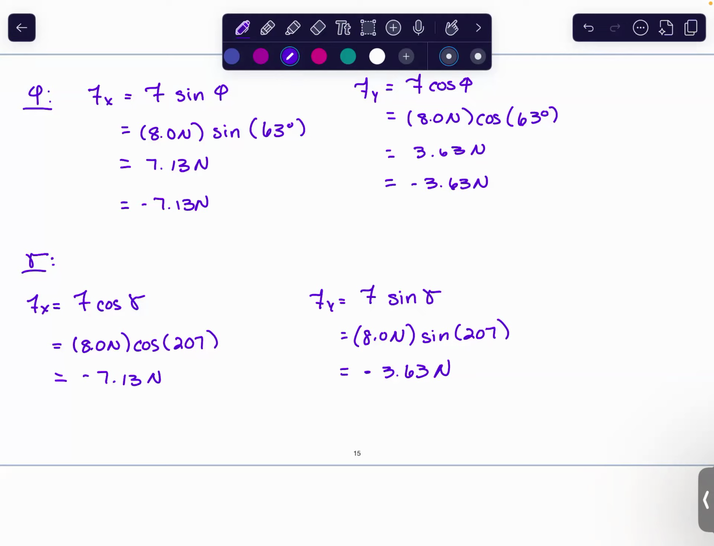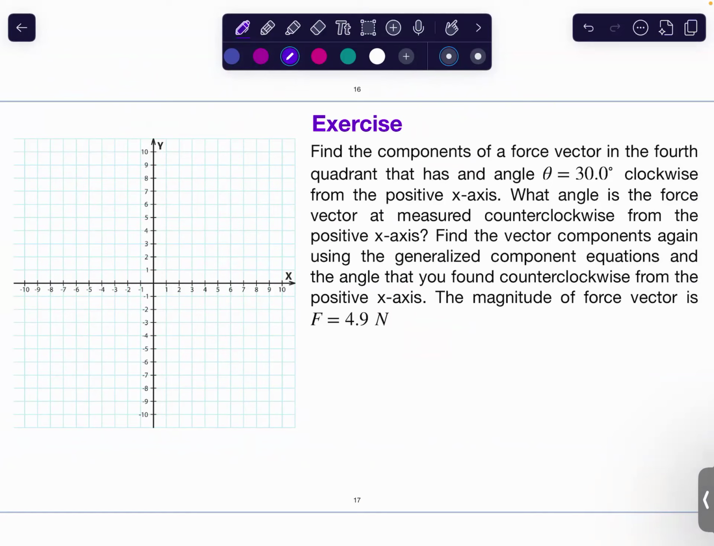Okay, now today you can work in groups with the people next to you. We're going to take about 10 minutes, and you are going to read this and see if you can figure out where the vector goes and calculate its components.